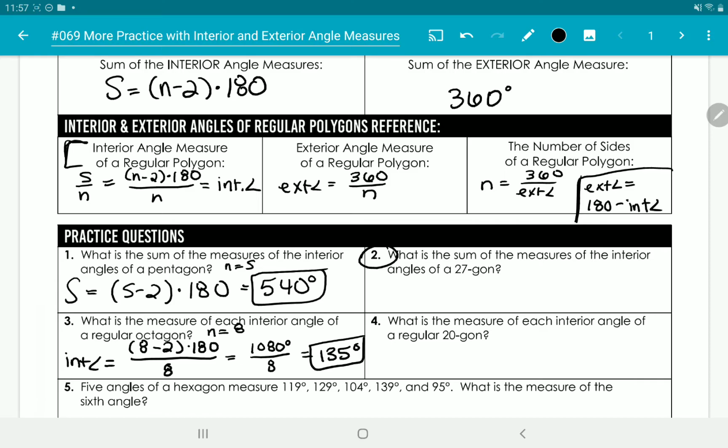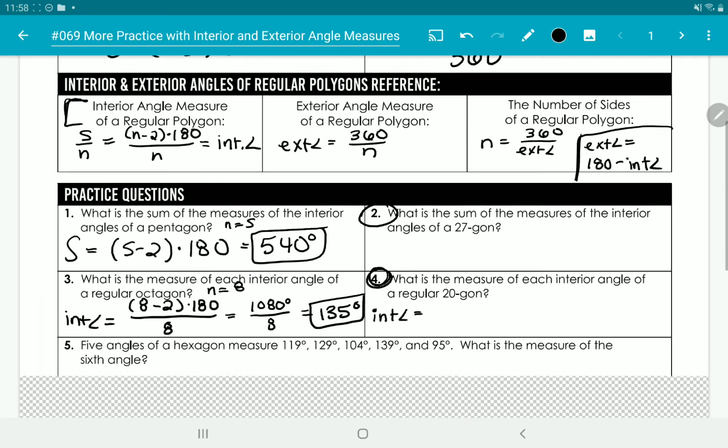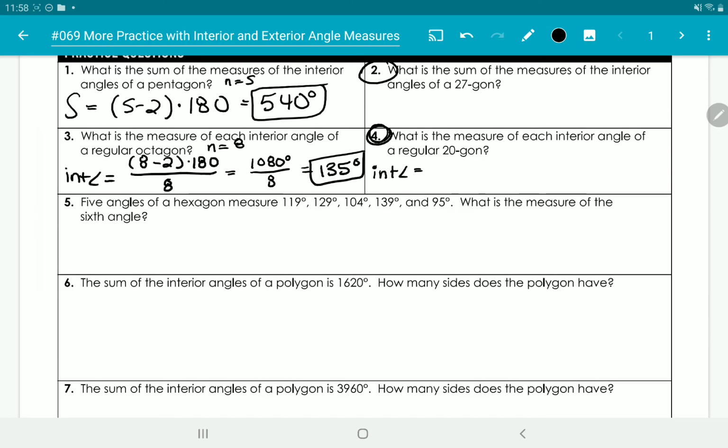Okay? The next one is also asking you the measure of each interior angle, so an interior angle of a regular polygon. Do it the same way I just did this one. You're looking for the interior angle, so use the S over n. Okay, so now let's go on to number 5.